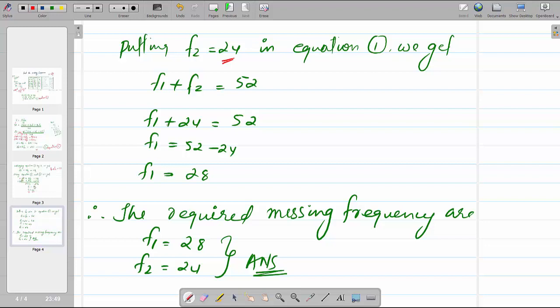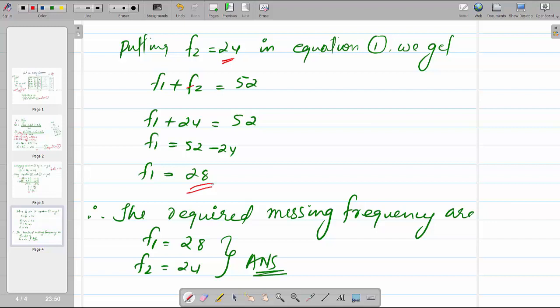So in f1 plus f2, in place of f2 you will write 24, because it says putting f2 in equation 1. f1 plus f2 is equal to 52, so f1 plus 24 is equal to 52. Now this value will go to this side. f1 is equal to 52 minus 24. If you subtract, you will get 28. So we found f1 and we found f2.